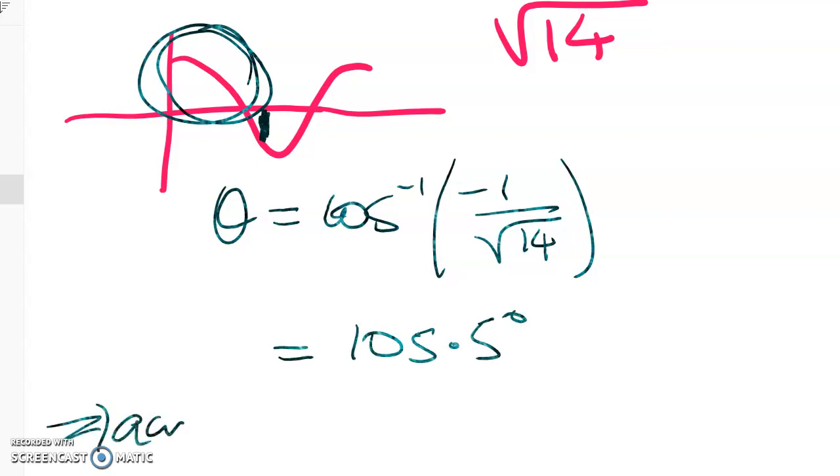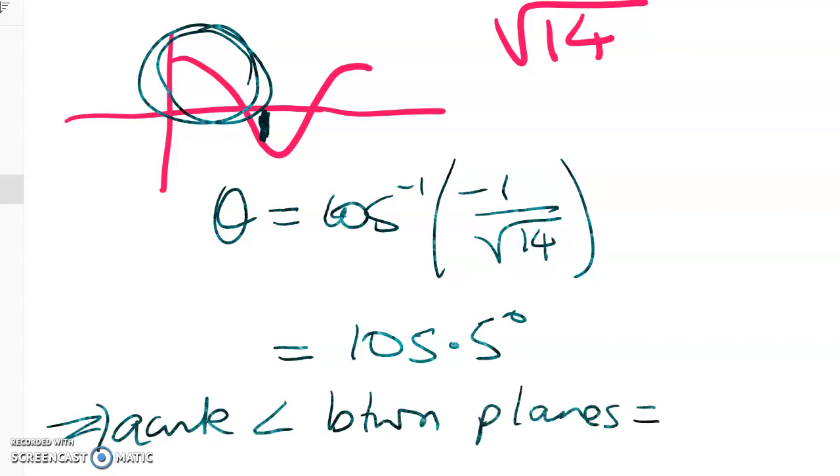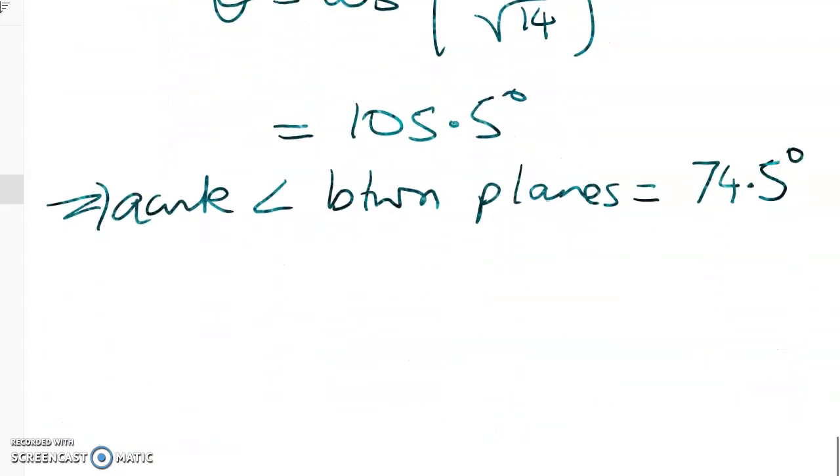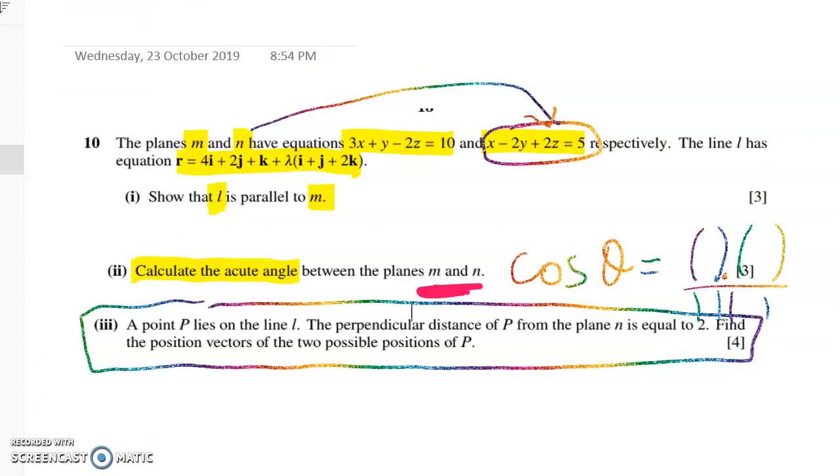So the acute angle between the planes is 180 minus that, which gives me 74.5 degrees. Okay, now the last thing we've got, let's go back and read the question, is this tricky bit here.